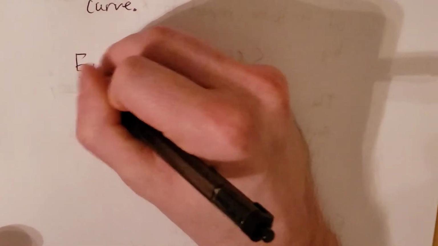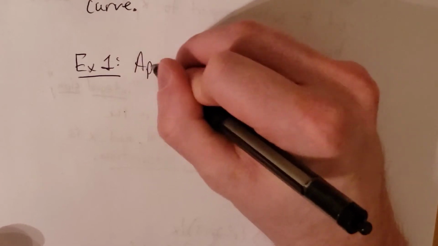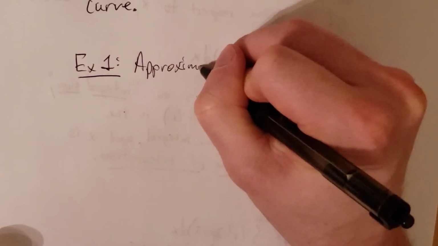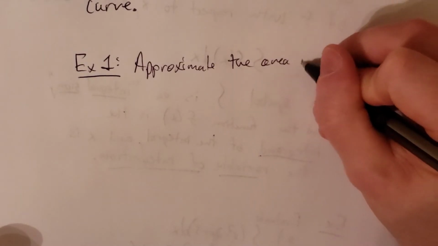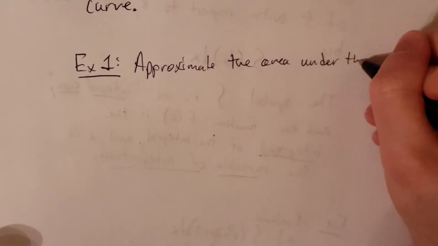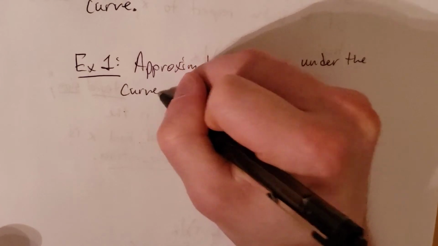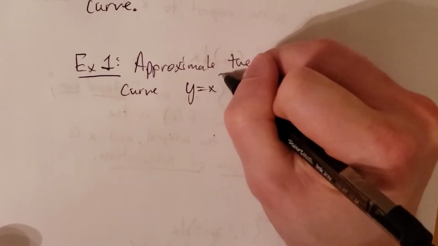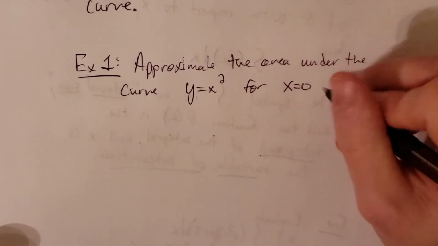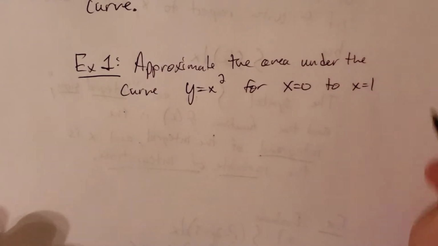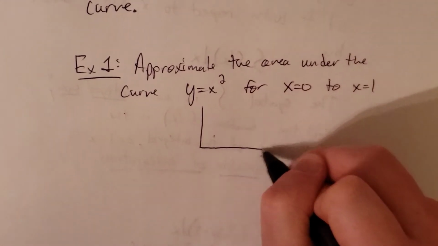So our example here is going to be to approximate the area under the curve y equal to x squared for x equal to 0 to x equals 1. What does that mean? Let's draw the picture real quick.